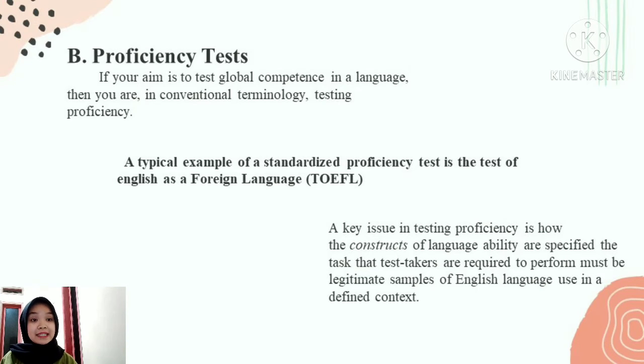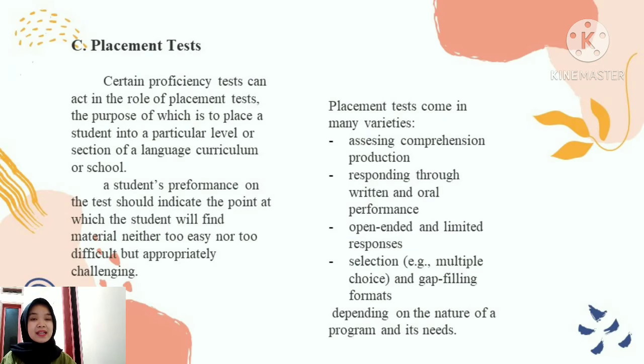So here, a key issue in testing proficiency is how the constructs of language ability are specified. The tasks that test takers are required to perform must be legitimate samples of English language used in a defined context. The third is placement test.